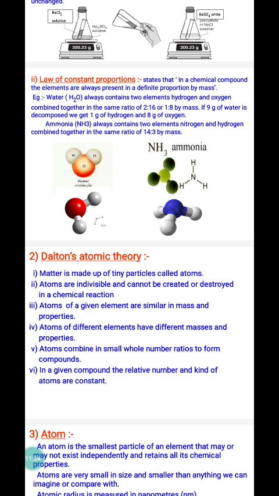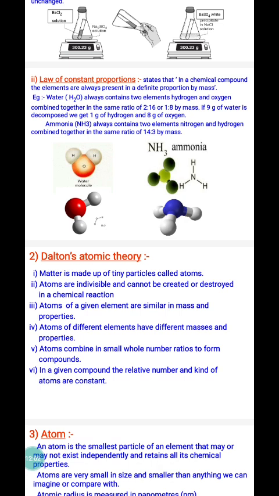H2, atoms of hydrogen, and O2, atoms of oxygen. The atoms of hydrogen and the atoms of oxygen have different masses and properties. They are not identical and do not have similar properties. Atoms combine in a small whole number ratio to form compounds. It is the definition of a compound. Compounds are formed when atoms combine in small, fixed ratios.